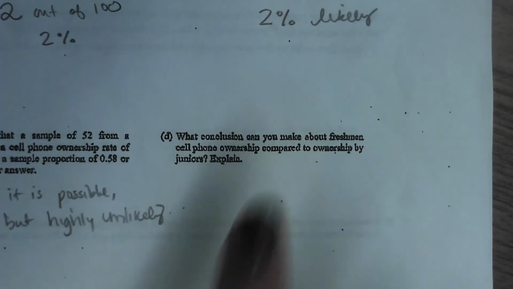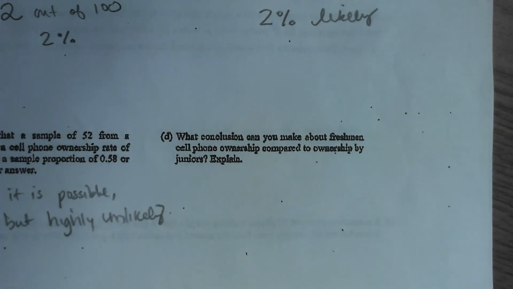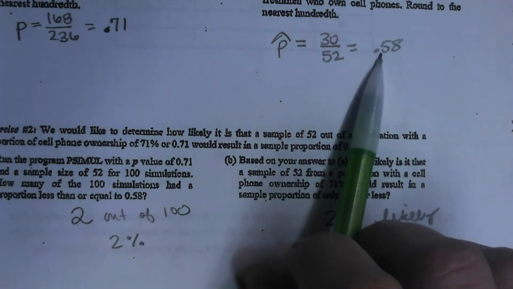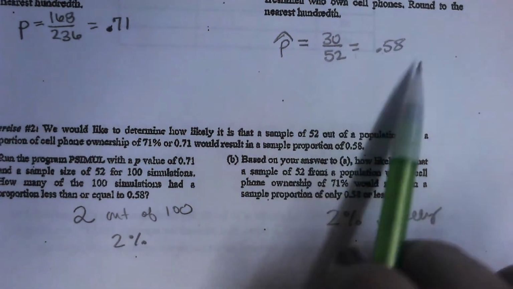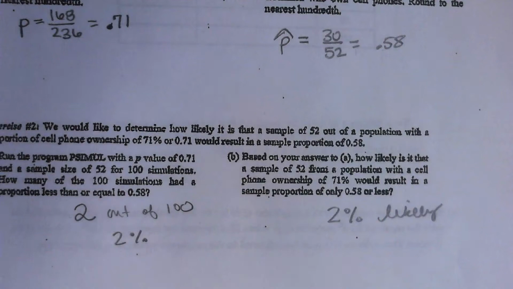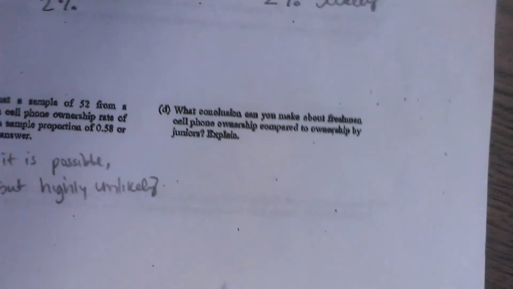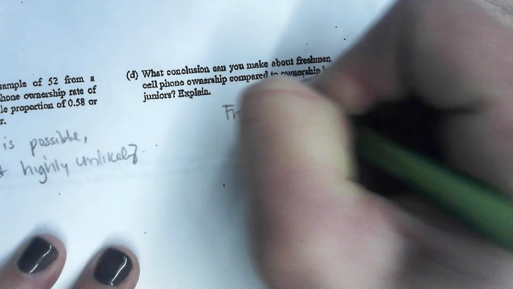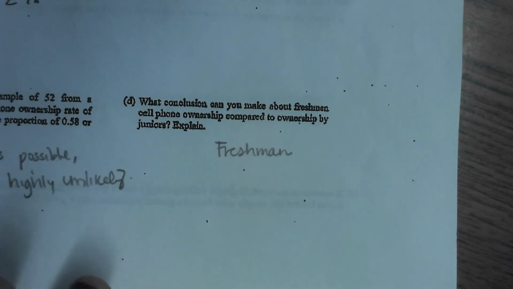And so part D is, what conclusion can you make about freshman cell phone ownership compared to ownership by juniors? And give an explanation. So the conclusion I would make, just because this is possible, but we would have been super unlucky, my conclusion would have been that freshmen probably, and you're going to hear a lot of these words, probably, unlikely, but nothing in statistics seems to ever be definite, I will say that.